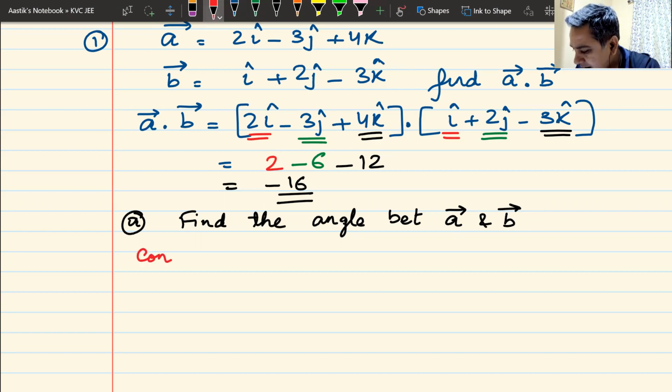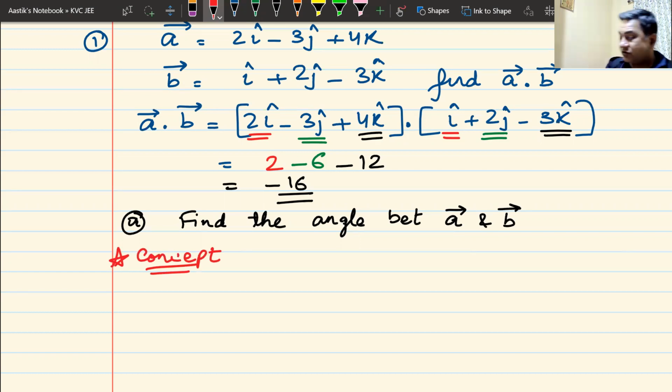I will add this small thing in our class, what is the concept, so that it helps you in understanding the entire question. You don't have to solve the entire question. You can just remember the basic concept of solving this question. Now, what is the basic concept of solving this question?